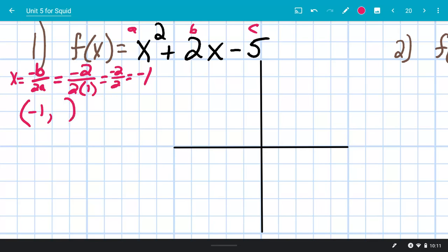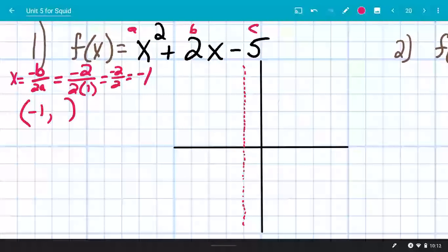Matter of fact, I could go ahead right now and draw my axis of symmetry. What is the axis of symmetry? Well, it's that vertical line that goes through the vertex, right? I don't know exactly where the vertex is, but I know my x value is negative 1, so it's going to be somewhere on that axis of symmetry, isn't it? You see that? Okay, so how do I find out now?